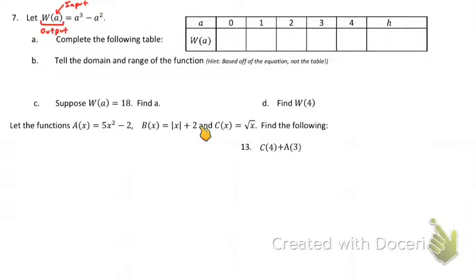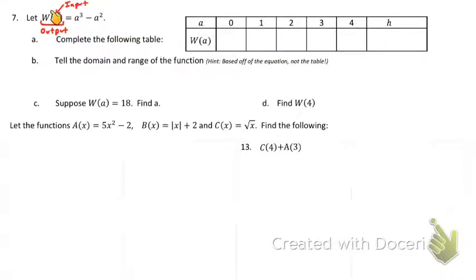All right, guys, so we're going to do problem 7, A, B, C, and D. I'll explain them as best I can, and then we're going to do problem number 13 here using these functions, okay? So the first thing I want to talk about is we have a function here. The function name is called W, okay? And here's the actual function, the equation. We're going to use this equation to fill in this table here, okay?